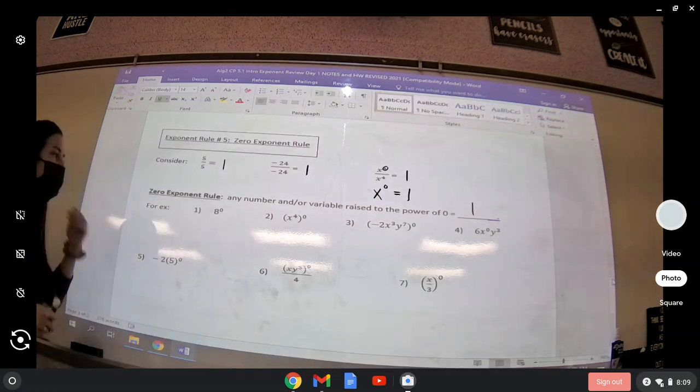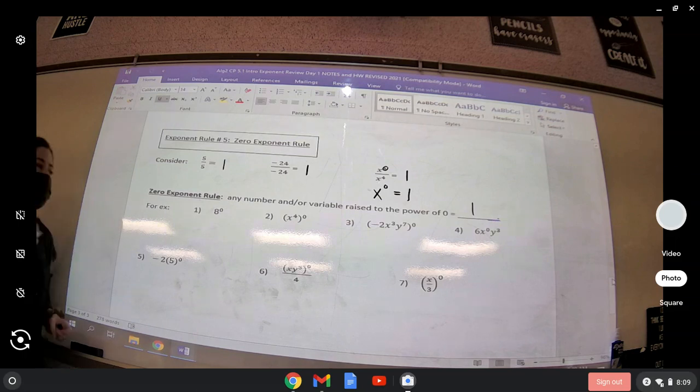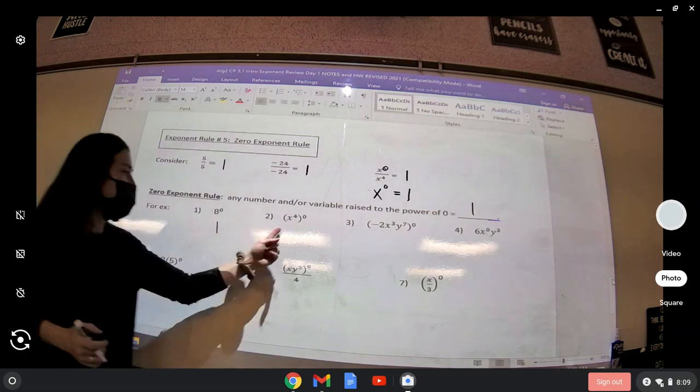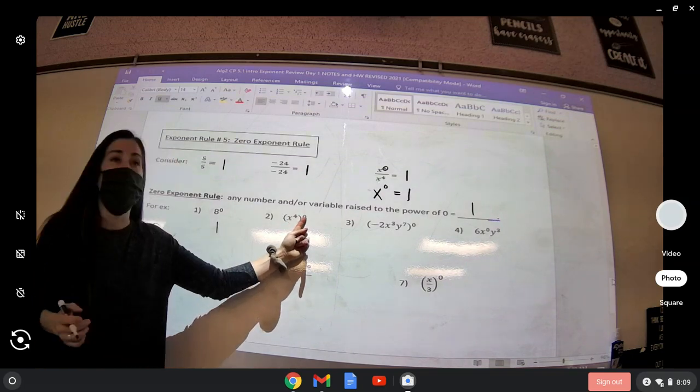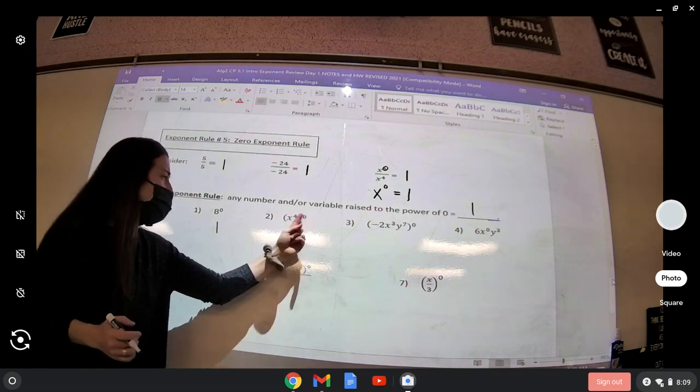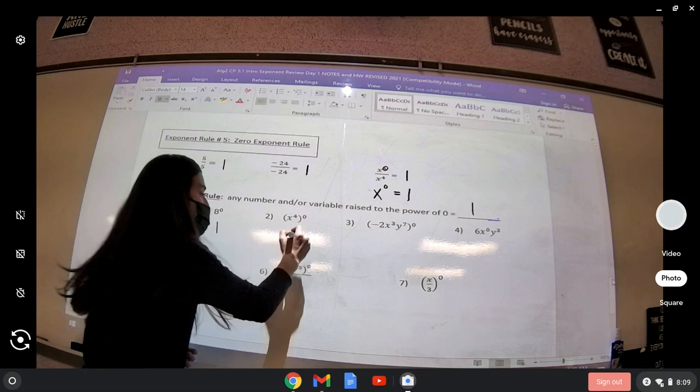All right, 8 to the power of 0. Well, guys, what's anything raised to the power of 0? 1. The answer is 1. X to the 4th raised to another power of 0. Guys, this power of 0 makes this 1.